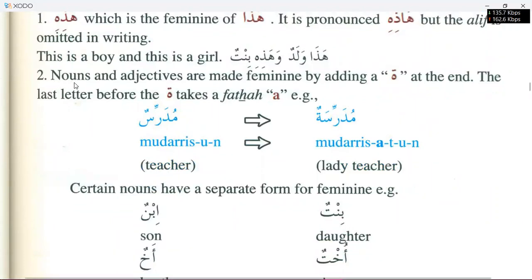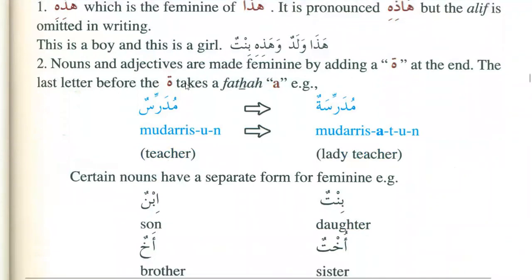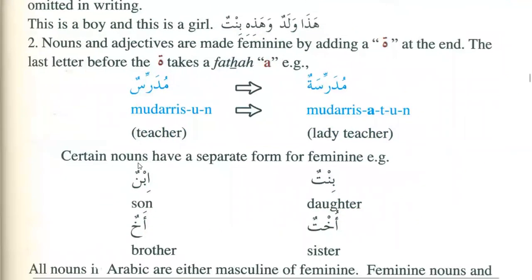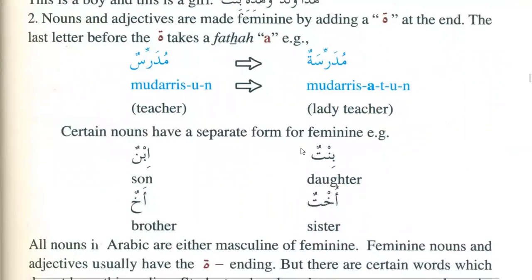Nouns and adjectives are made feminine by adding the ta marbuta at the end. The last letter before the ta marbuta takes a fatha, for example, mudarrisun, mudarrisatun. Certain nouns have a separate form for the feminine, for example, ibnun, bintun, akhun, ukhtun.